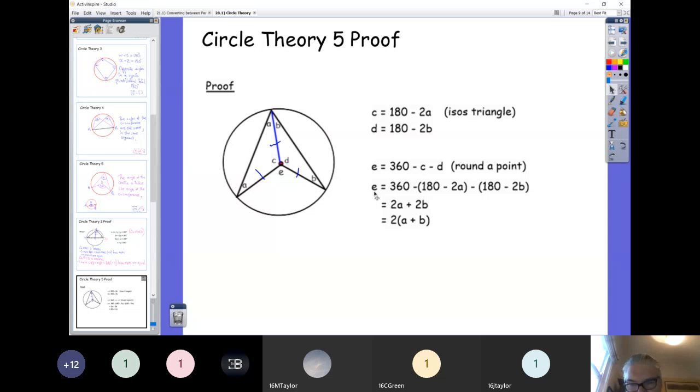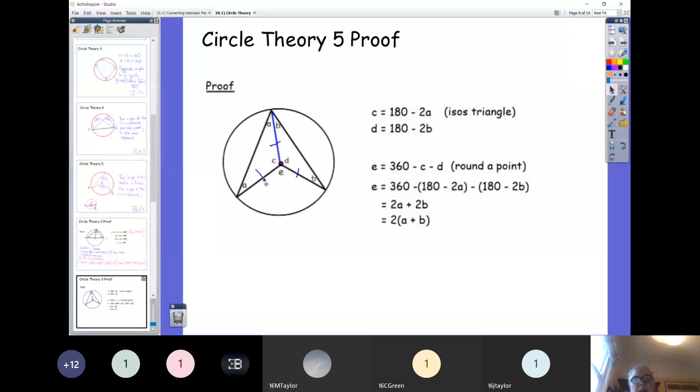So we've worked out that angle E is 2 lots of AB. This angle here is 2 lots of AB. Well, AB is this angle at the circumference. We've just proven that the angle at the center is 2 lots of that angle.